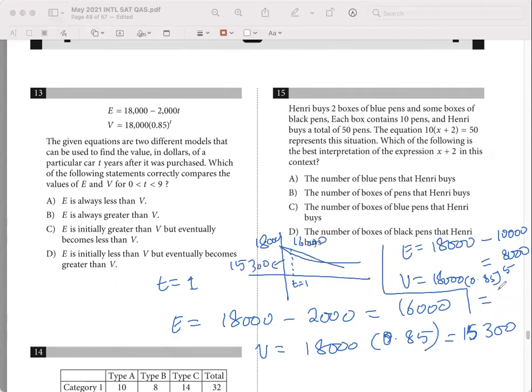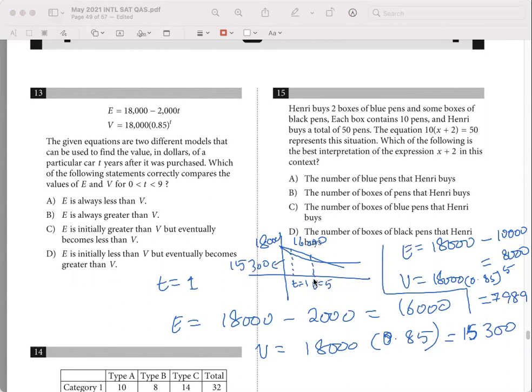0.85 to the power 5, that multiplied by 18,000. So that's 7,989. Okay, so it is still less than the linear value, right? Okay, interesting. So t is equal to 5, it is still less than the linear value, something like this.